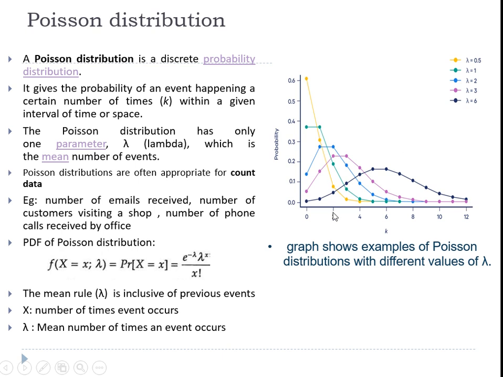And as the lambda value is increasing, that is, the mean number of times the events are occurring, you can see the graph is changing like this. Here the number of events occurred is very less in the yellow one, and in this one the number of events occurred is more. You can easily plot it like this.